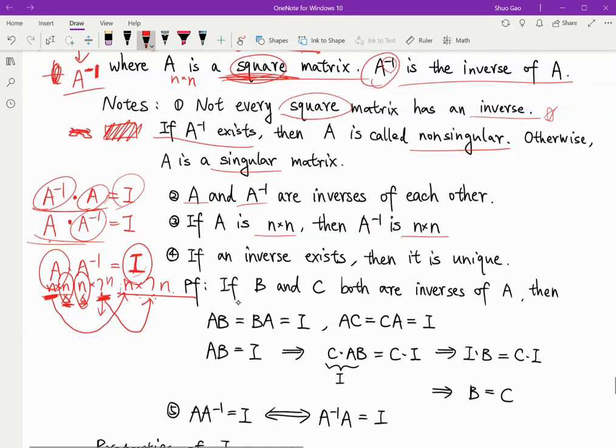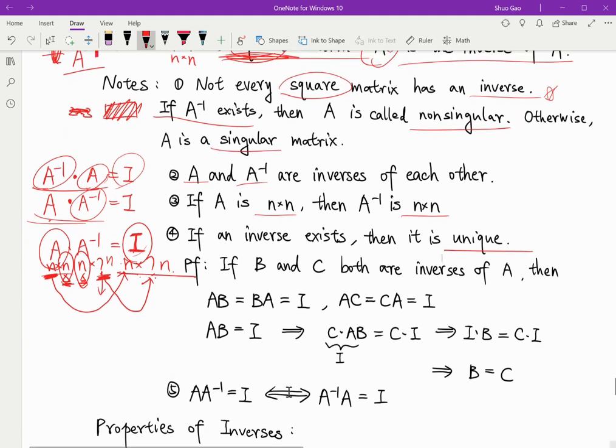And if an inverse exists, then it is unique, right? So you cannot find two matrices that have the same inverse. If you're interested, we can prove this. If B and C are both inverses of A, then A times B equals B times A equals I, by the definition, because B is A inverse. And C is also equal to A inverse, because C is also an inverse of A.